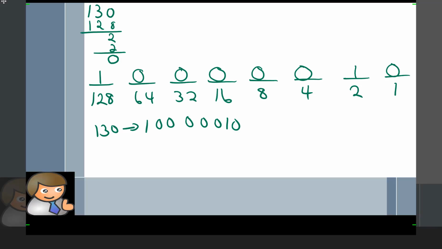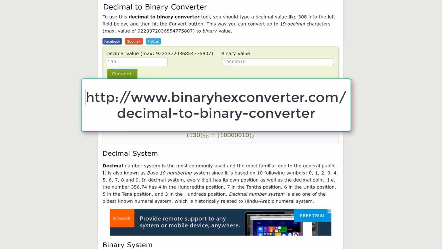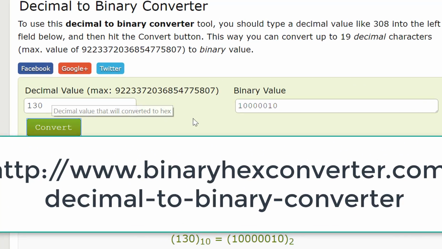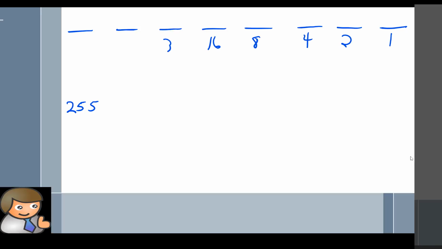Now let's test this in a calculator and see if we did it correctly. Here is binaryhexconverter.com. There's 130, and there's the binary value. Let's try another one. We'll start with 8 places. 1, 2, 3, 4, 5, 6, 7, 8. And let's say that the number we want to convert is 255. And that's probably the highest we're going to need to go when subnetting. And again, we start with 1, 2, 4, 8, 16, 32, 64, 128.